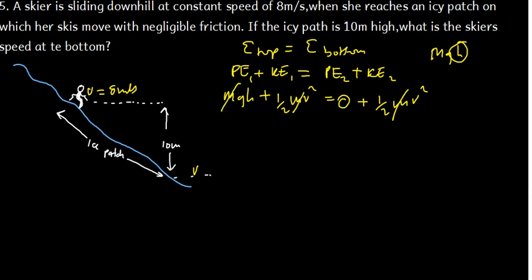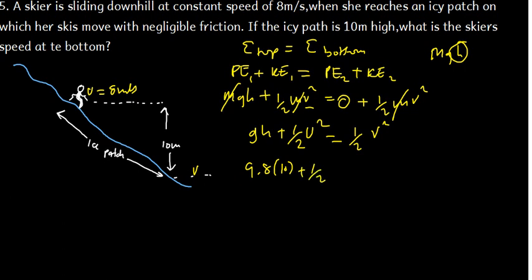That's why they've not even given us the mass of the person. So that would simply be gh is equal to half, gh plus first half. Now this, which I've written as v, is supposed to be u because that's the initial, and that would be equal to half v squared. So g is 9.8, the height is 10, and then plus half. The initial speed is also 8 squared, and that should be equal to half the final, which we don't know.